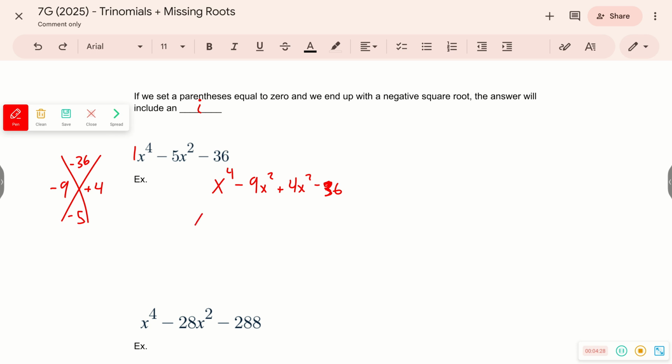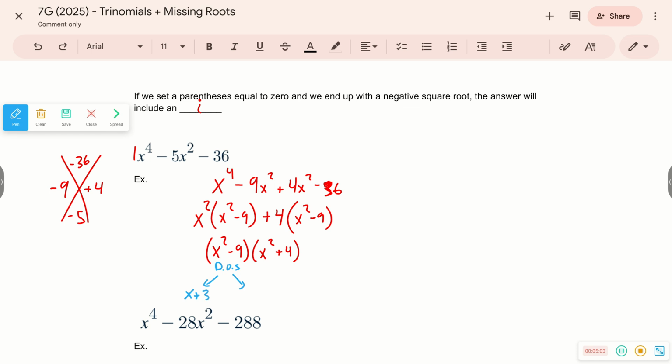All right. GCF it, so we have x squared and then x squared minus 9, and then 4 can come out of that. We get x squared minus 9. Putting this back together, we have x squared minus 9 times x squared plus 4. Again, the x squared minus 9 is a difference of squares, so we can change that using our difference of squares rule: x plus 3, x minus 3.